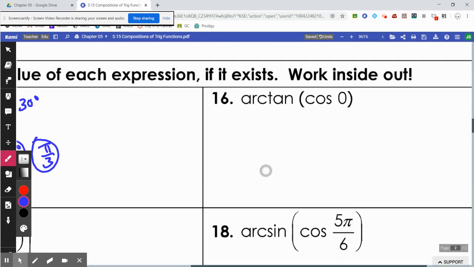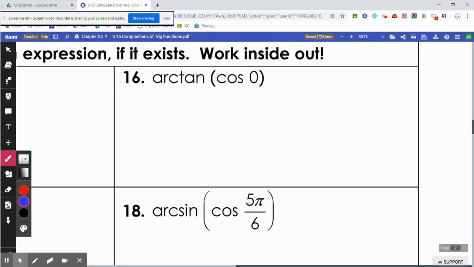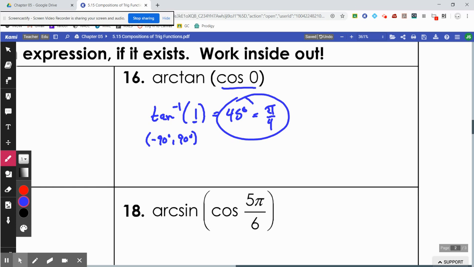Number 16, the arc tangent or the inverse tangent of the cosine of 0. Start with the cosine of 0, which is 1, so you now have the arc tangent of 1. Arc tangent returns a value between negative 90 and positive 90. So we're going to be looking for a value in the first quadrant. That's where tangent is going to be positive. The tangent of what angle in the first quadrant is 1? That'd be a 45 degree angle, or pi over 4.